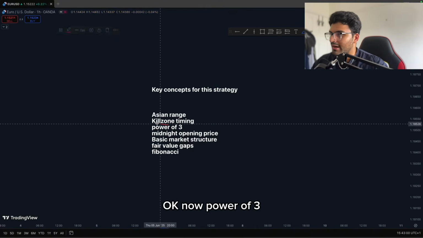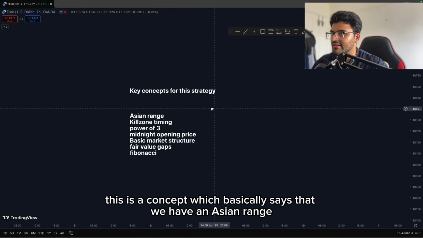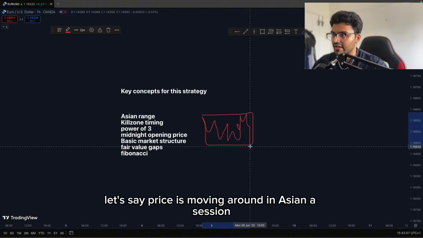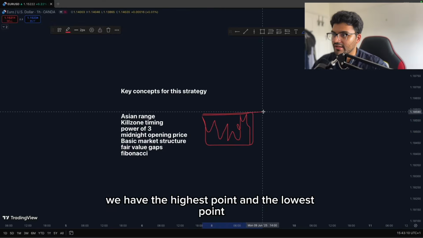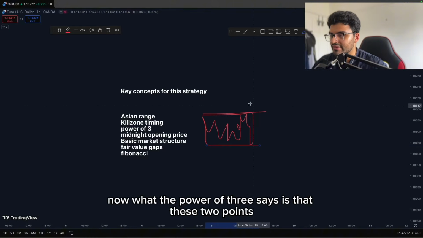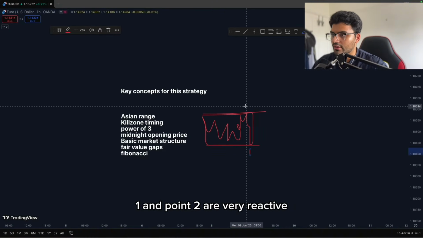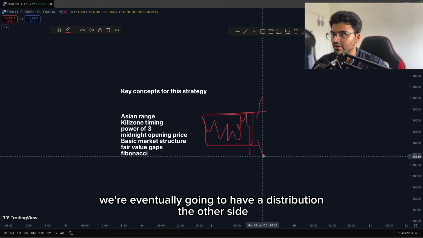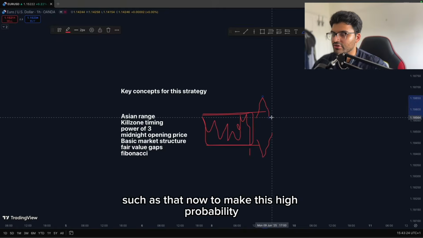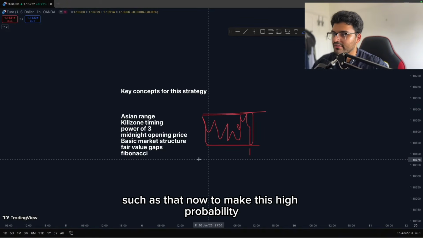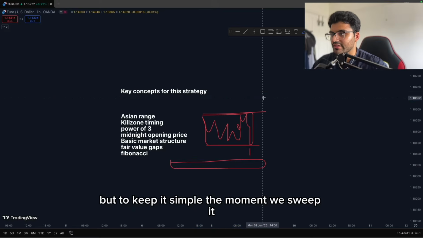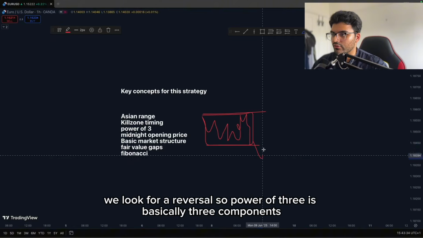Okay. Now, power of three. This is a concept which basically says that we have an Asian range, which is right here. Let's say price is moving around in Asian session. Then we have the highest point and the lowest point. What the power of three says is that these two points, point 1 and point 2, are very reactive. So when price eventually breaks through one of these points, we're eventually going to have a distribution the other side, such as that. To make this high probability, we can come into a higher point of interest, a higher time frame fair value gap, etc. But to keep it simple, the moment we sweep it, we look for a reversal.